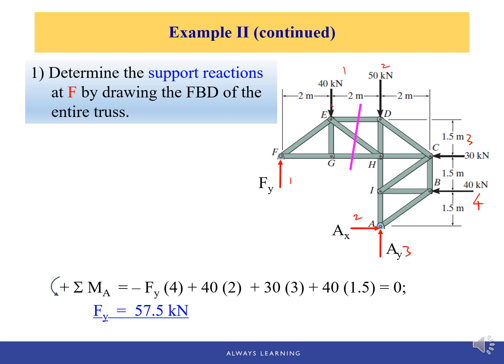And in this equation, we only have one unknown force, which is Fy. So this is a rigid body equilibrium problem. And Fy is solved to be 57.5 kilonewton.